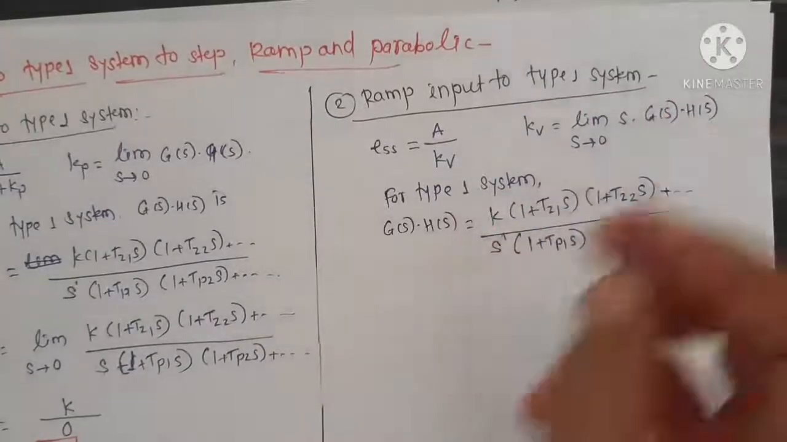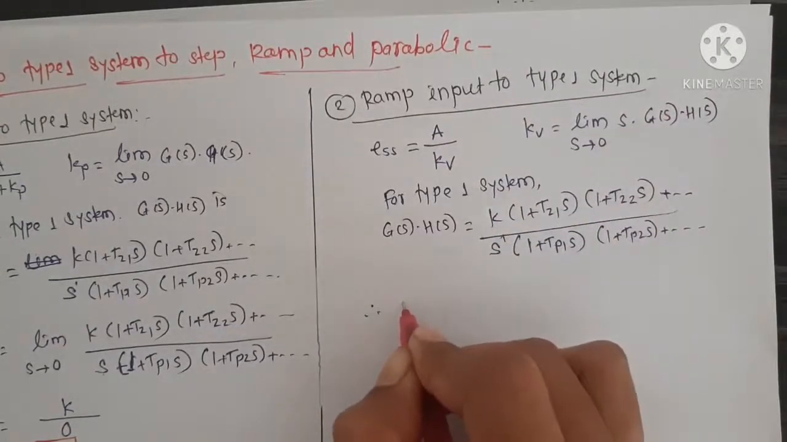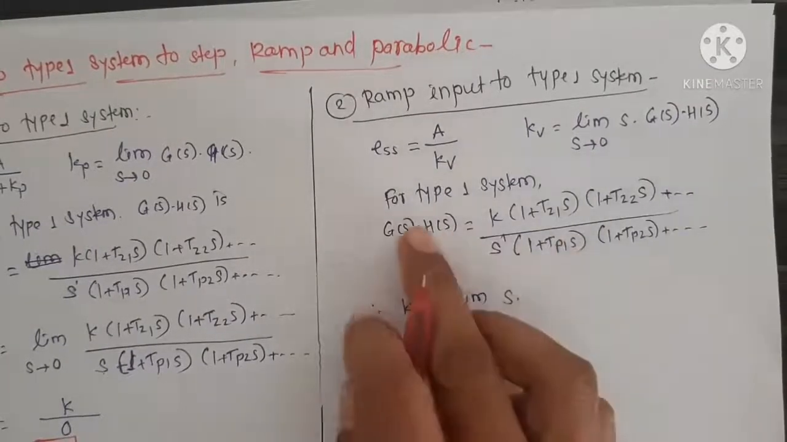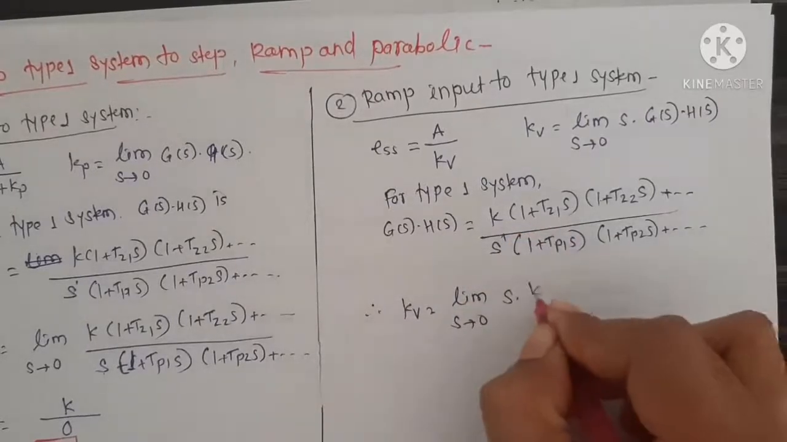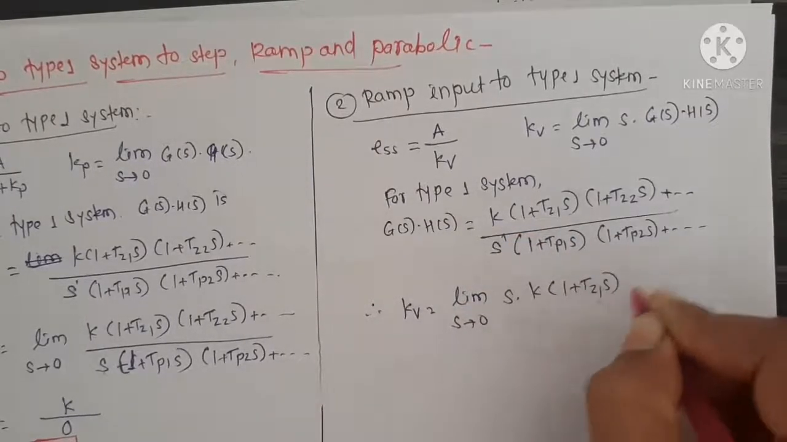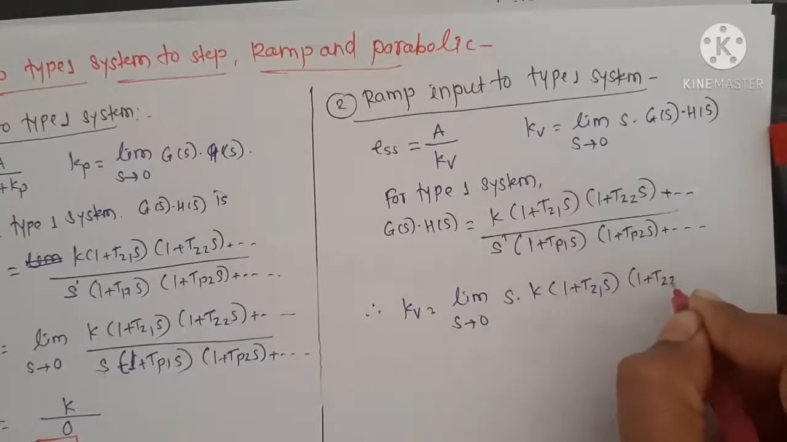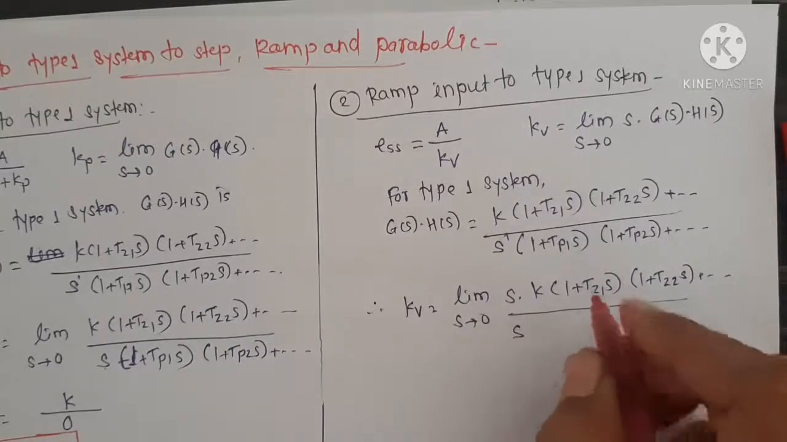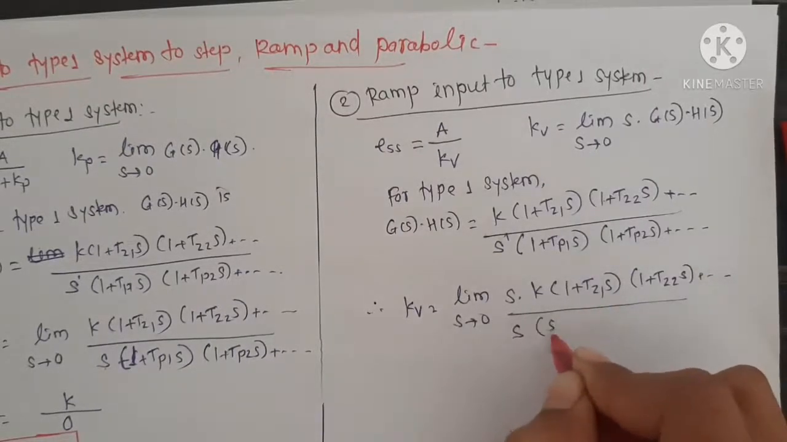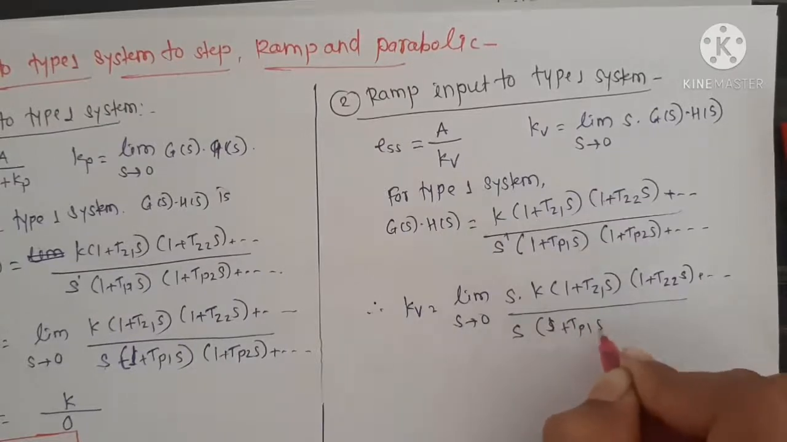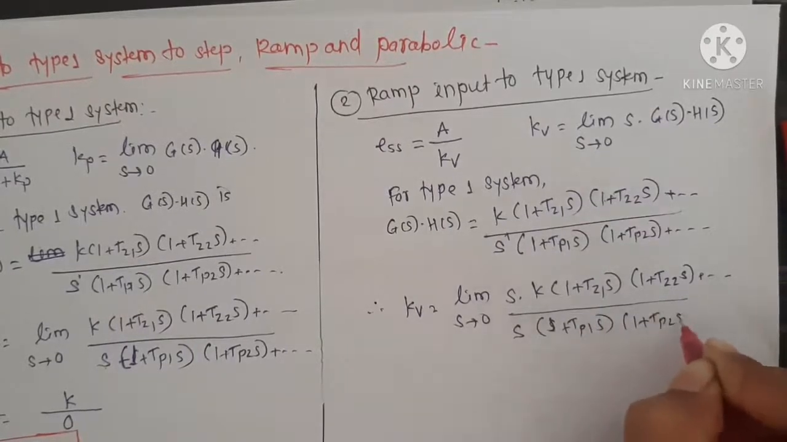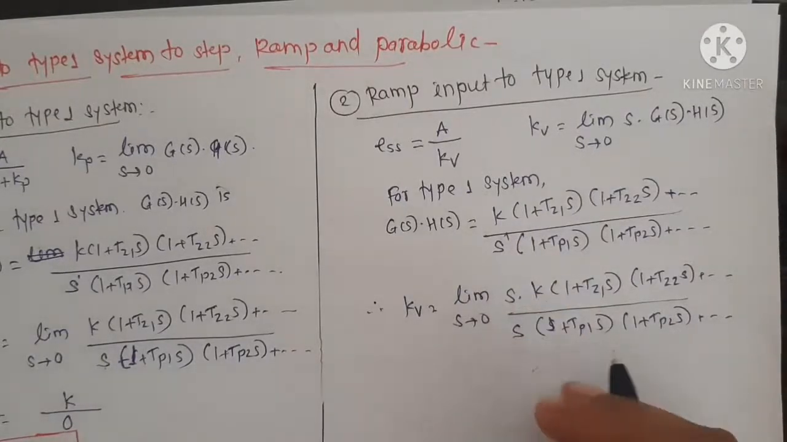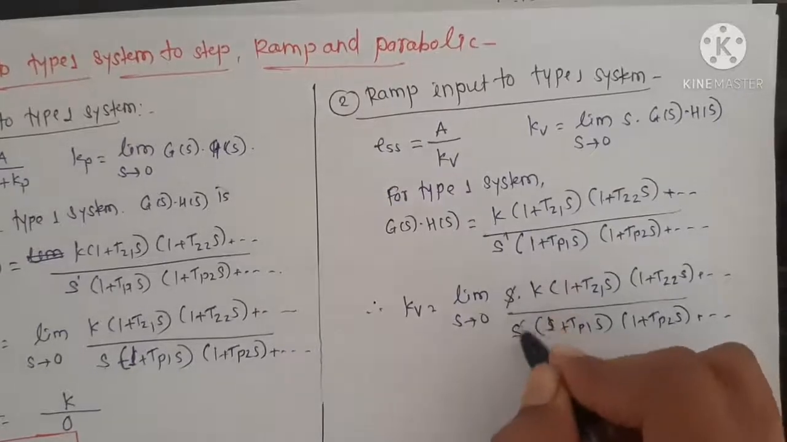Simply put this value in Kv. Therefore, Kv is equal to limit s tends to 0, s as it is, and G(s) into H(s) is nothing but K into (1 + Tz1 s)(1 + Tz2 s)... upon s(1 + Tp1 s)(1 + Tp2 s)... So here at numerator and denominator both s is present, so it gets cancelled.